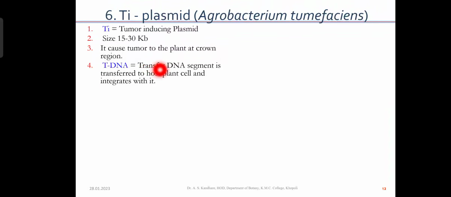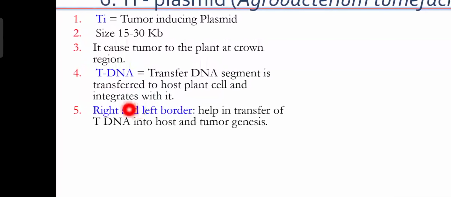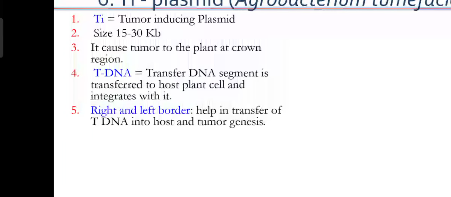It has tDNA, that is called transfer DNA segment, which is transferred to the host plant cell and integrates with it. So Ti plasmid has tDNA. It is a small segment, and this segment is transferred to the host plant cell where it integrates with the plant genome and initiates crown gall. It has right and left border that help in transfer of tDNA into host and tumorigenesis. तो ट्यूमर फॉर्मेशन में राइट एंड लेफ्ट बॉर्डर का रोल होता है, isn't it? तो यहाँ पर ये राइट बॉर्डर ज़्यादा इम्पॉर्टेंट है फॉर कॉजिंग इन्फेक्शन.